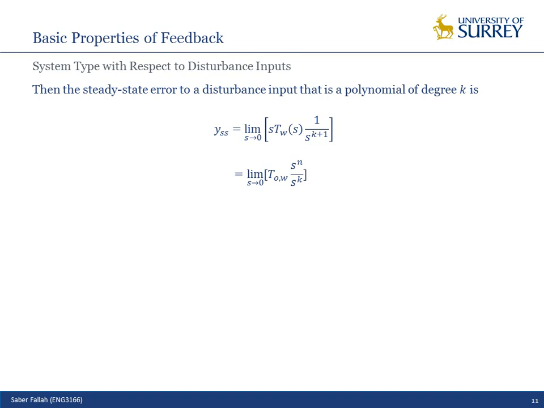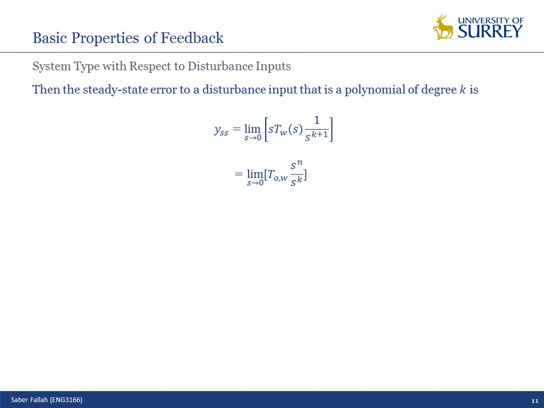If I do the multiplication, this s will be cancelled with the 1 over s here. So the limit will be the limit of T_OW(s) times s to the power n over s to the power k when s goes to 0. What's the source of this s to the power n? I didn't have s to the power n here. How did it come into the relation? Oh, it's from the transfer function. Which transfer function? T_W(s), exactly.